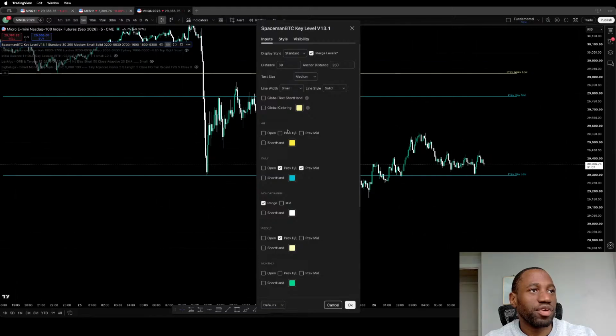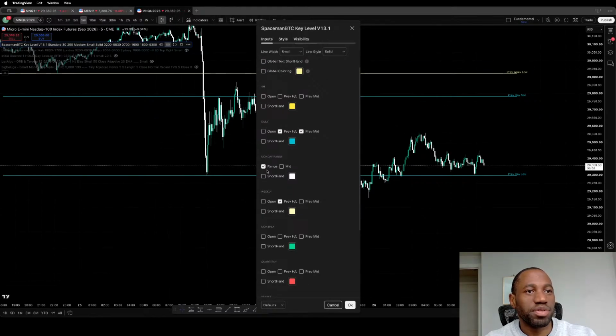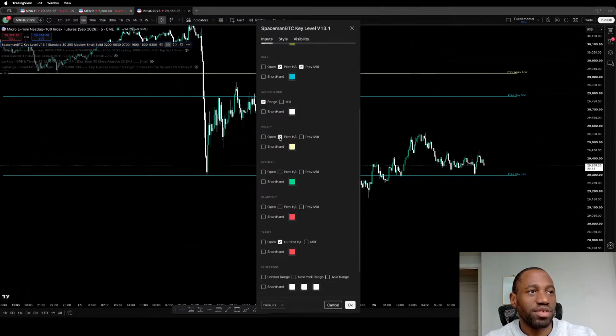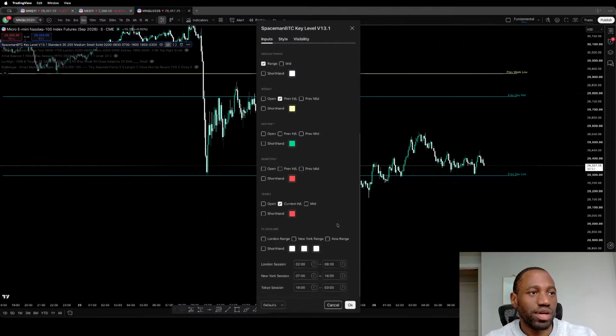All right, so the first thing I'm selecting, I want to make sure I have the daily level, right? So the previous day high, previous day low. And then I want to see what the range is for the beginning of the week, so for Monday. And then I want to see the weekly high and weekly low. And I always keep the yearly on and so on.